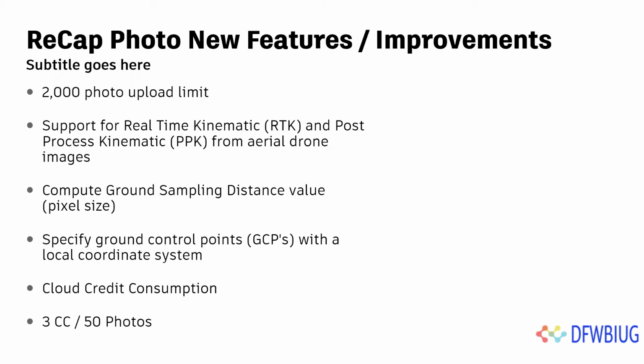Specify your ground control points with the local coordinate system. So basically being able to tie in all those photos, get a tighter point cloud, tighter mesh, a lot more accuracy. Cloud credit consumption has changed a little bit. It's now 3 cloud credits for every 50 photos.